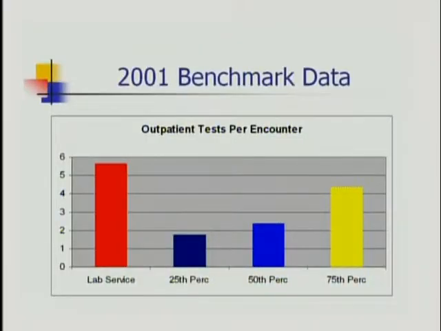We also did a benchmark study that suggested that our Western Washington clinics were ordering more laboratory tests than our peer systems. That set us to wondering. Here we have data from our benchmark. The 25th percentile denotes the ideal or desirable practice, and the 75th percentile bar denotes the, quote, loosely practiced organization, and here we are right here. So we have some work to do.